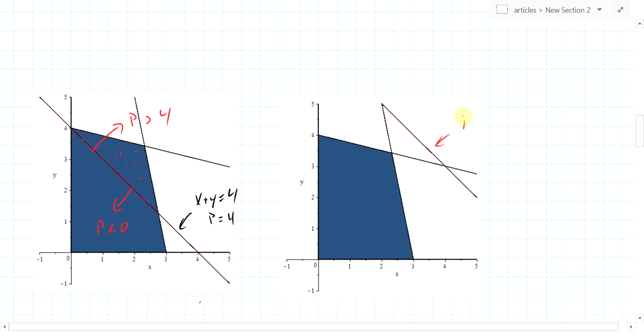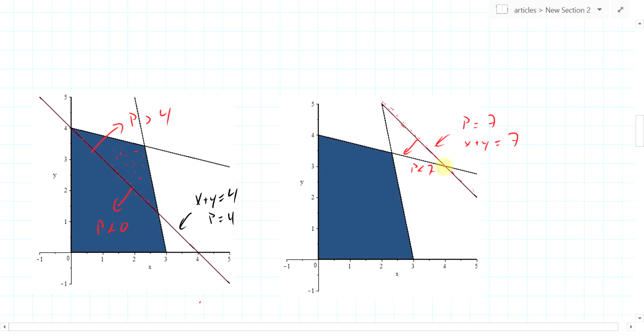Now this line is what happens if you get profit equals 7, right? Or x plus y equals 7. That's out here. I can't make $7 worth of profit, because to make that, I need to be able to make, say, 4 and 3, for example, and I can't make that because I've got too many constraints. I can only make combinations that are in here. So, I can make more than 4, but I can't make more than 7. My profit has to be between 4 and 7.